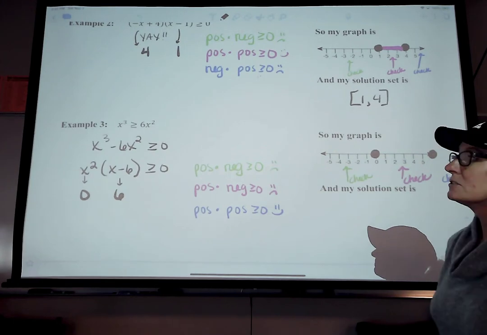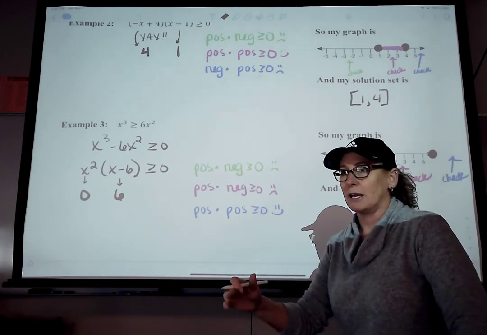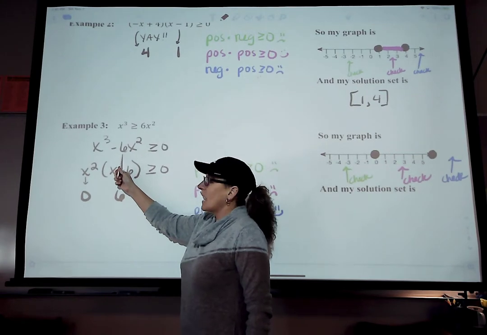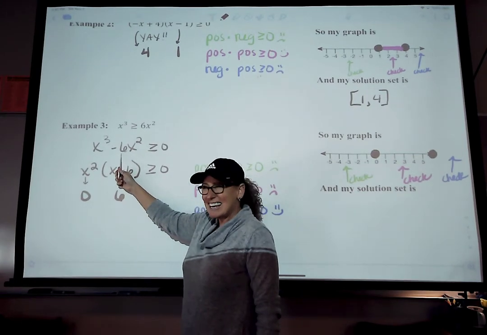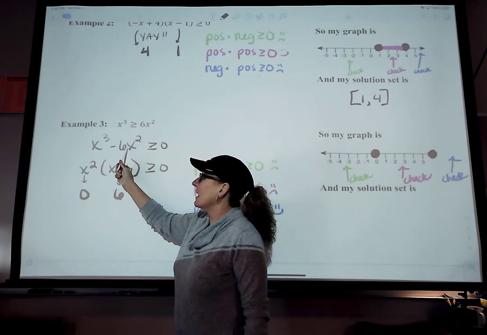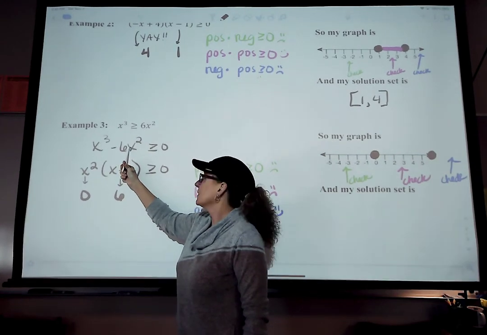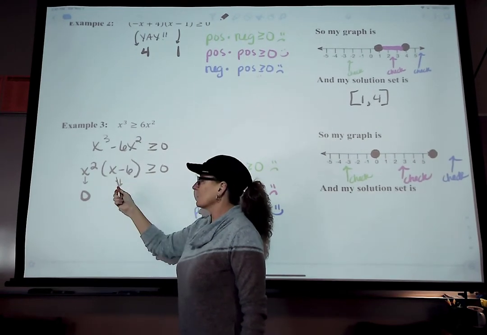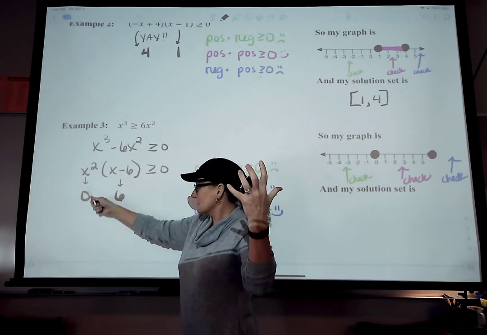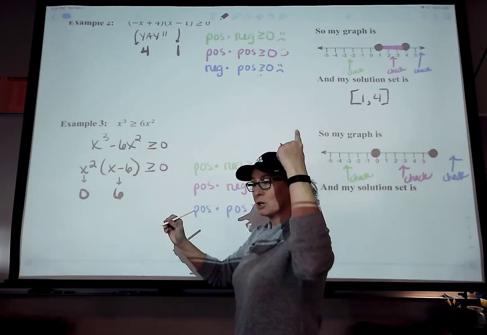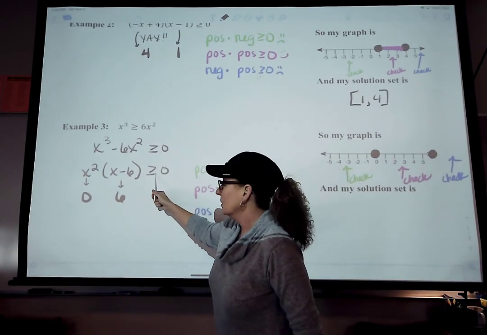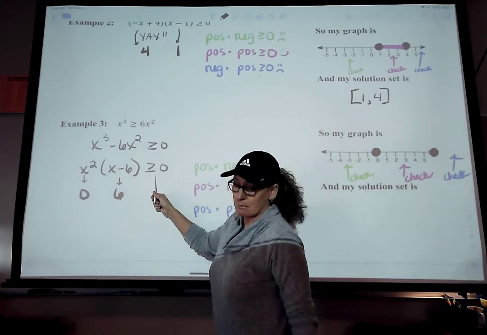Next one, it's cubic. Your first thought should be, hey, I think I'll set it equal to 0. So set it equal to 0. At some point you might be thinking, dang, I'm not real good at cubics. That's okay, because they have a common factor of x squared. Pull it out. Here's what's left. Here are the numbers you need to have in your mind, 0 and 6. Put them on your graph and color them in.